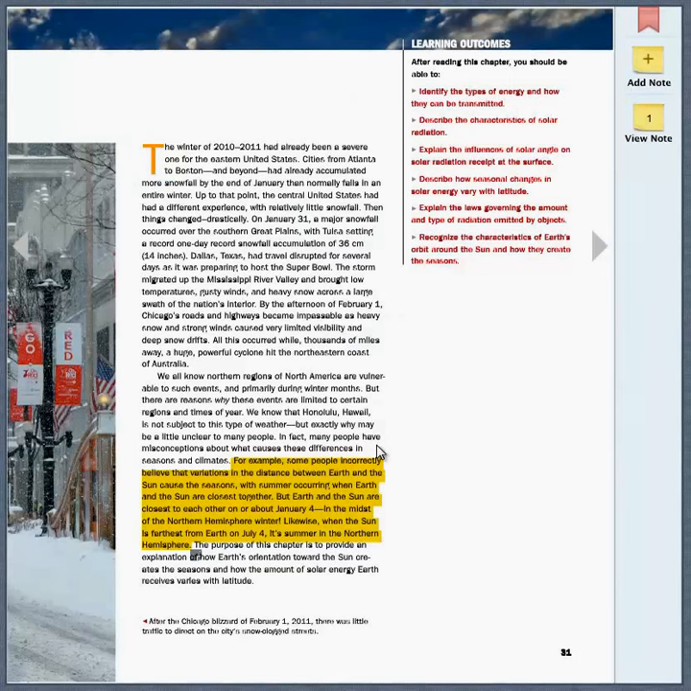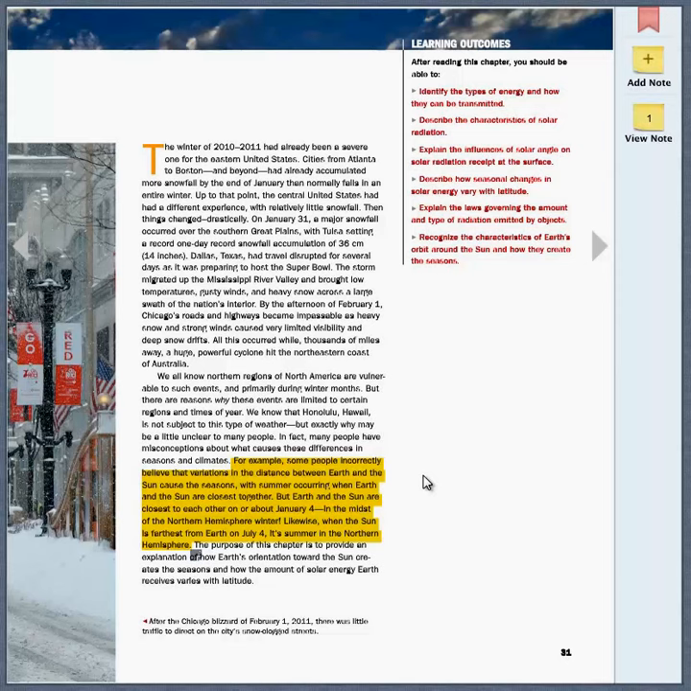The one area I would like you to really pay attention to, other than just reading through the chapters, is this paragraph, which says, for example, some people incorrectly believe that variations in the distance between Earth and the Sun cause the seasons, with summer occurring when Earth and the Sun are closest together. But Earth and the Sun are closest to each other on or about January 4th, in the midst of the northern hemisphere's, which is us, our winter. Likewise, when the Sun is farthest from the Earth on July 4th, it's summer in the northern hemisphere.